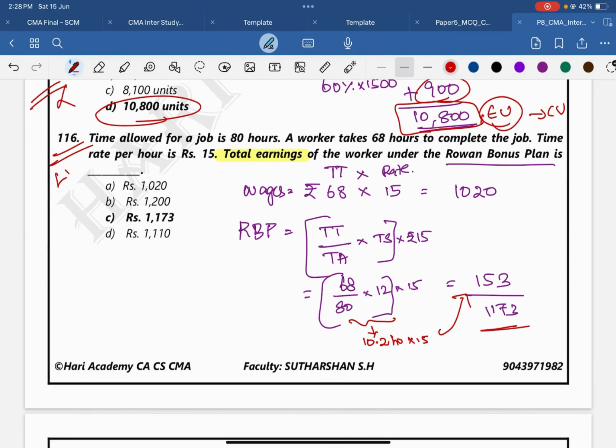116, an interesting question from the labor chapter, that is the time employee chapter. Time allowed for a job is 80 hours. The workers take 68 hours to complete the job. Time rate per hour is 15. They are asking for the total earnings of the workers under the Rowan plan.